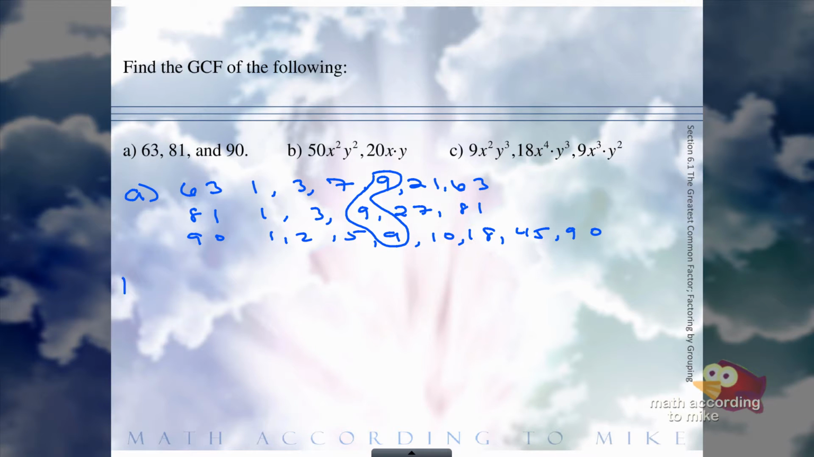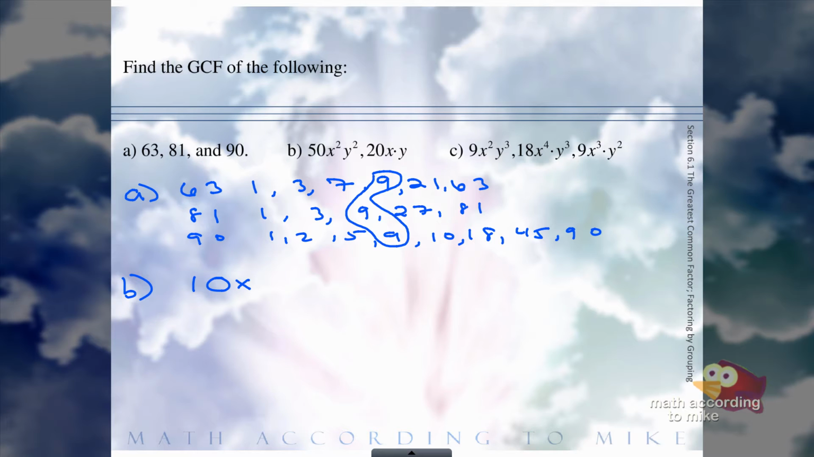Now in part B, we have 50x squared y squared and 20xy. You want to do parts separately, meaning let's look at just the coefficients 50 and 20. The largest number that goes into 50 and 20 would be 10. X squared and x, the largest factor of x that goes into both x squared and x would just be x.